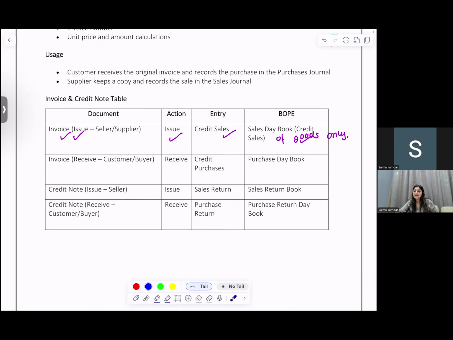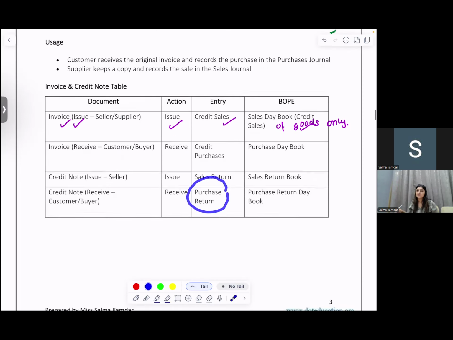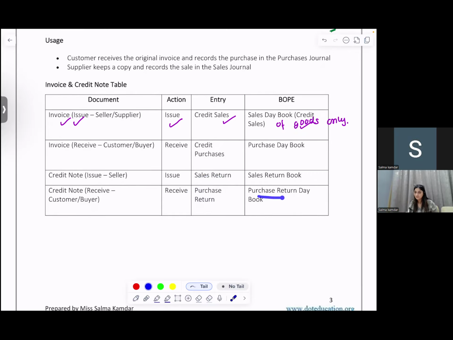Okay. Then there comes credit note issued and credit note received. If I issue a credit note, that means I am going to pass the entry for sales return, and the place where I pass the entry would be the sales return book. If I am issuing a credit note, it's a sales return. So the person who receives it, for him it would be a purchase return, and the place where he is going to record it for the first time would be the purchase return day book.